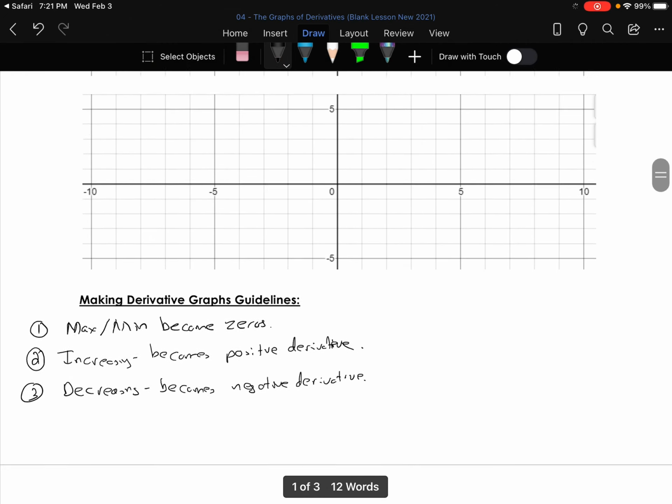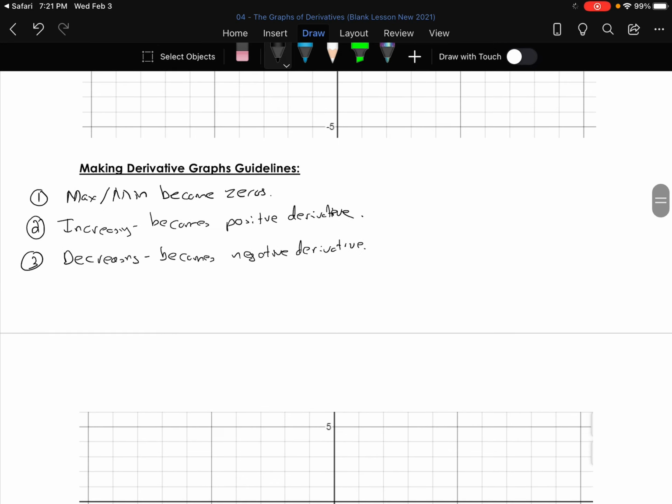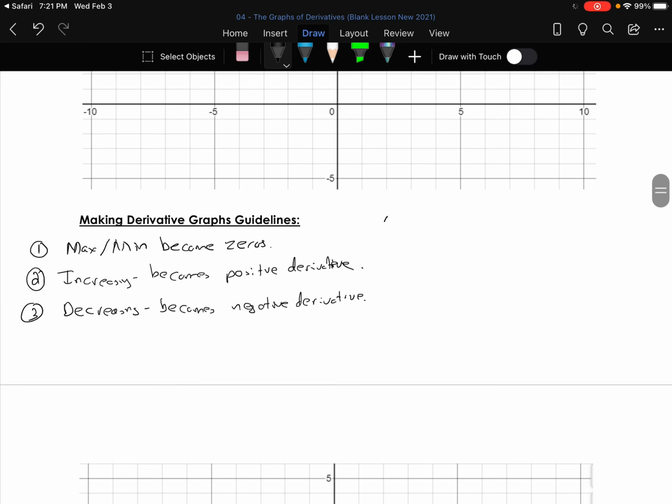But now we've got a fourth point, which is so good. I'm going to put it over here. Fourth point, concave down means y prime decreasing.